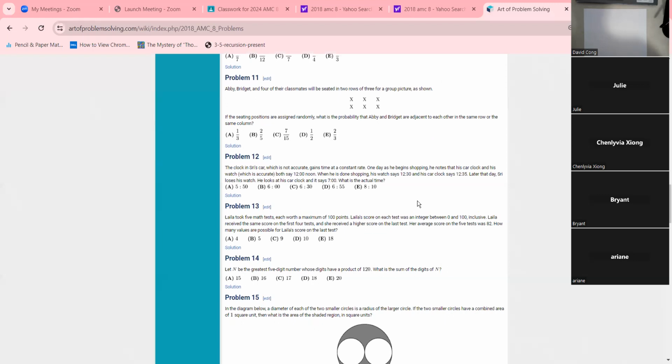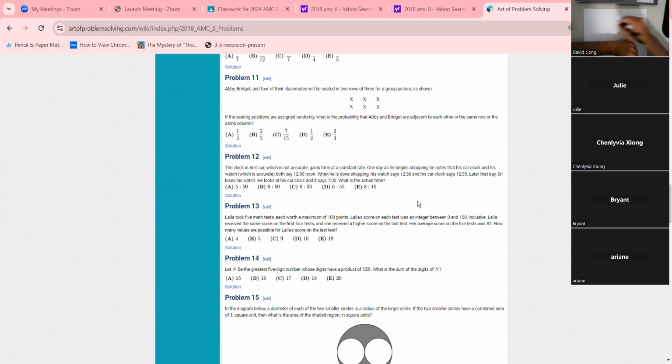So Layla took 5 math tests, each worth 100 points. Layla's score on each test is an integer between 0 and 100 inclusive. Layla received the same score on her first 4 tests, and she received a higher score on her last test. Her average score on the 5 tests was 82. How many values are possible for Layla's score on the last test?